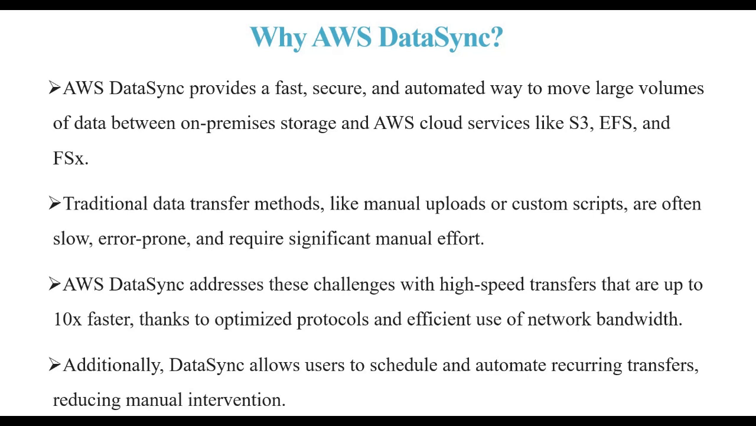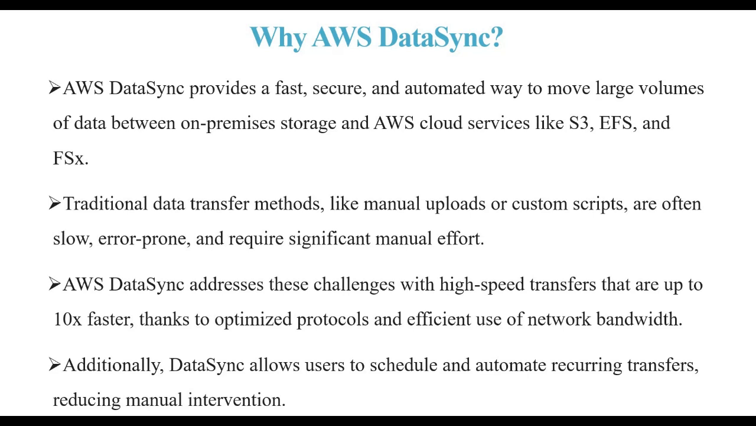AWS DataSync provides a fast, secure and automated way to move large volumes of data between on-premises storage and AWS cloud services like S3, EFS and FSx. Traditional data transfer methods like manual uploads or custom scripts are often slow, error prone and require significant manual effort. AWS DataSync addresses these challenges with high-speed transfers that are up to 10x faster, thanks to optimized protocols and efficient use of network bandwidth.